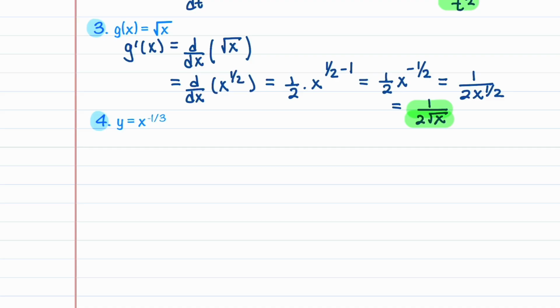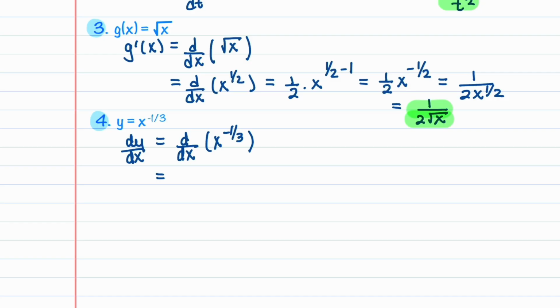Let's look at one more. For this one, we have the function y is equal to x to the minus 1/3. We're going to take the derivative, so we're going to write this as dy dx is the derivative with respect to x of x to the minus 1/3. Our x is already raised to a power, so we don't have to do anything more.